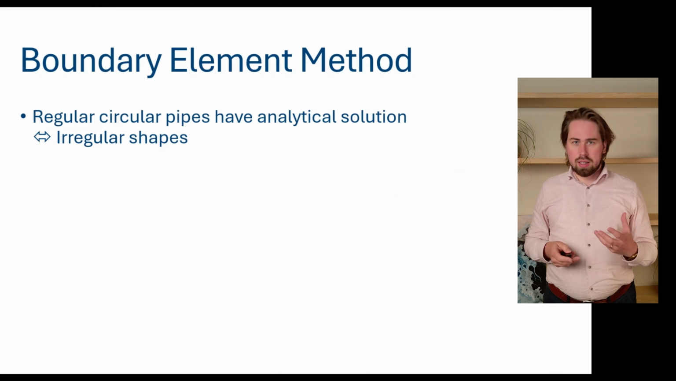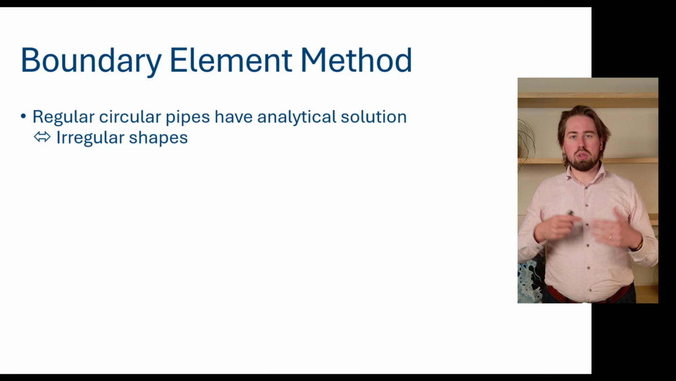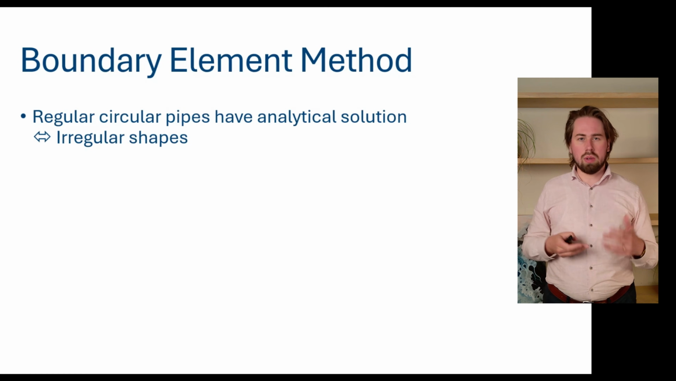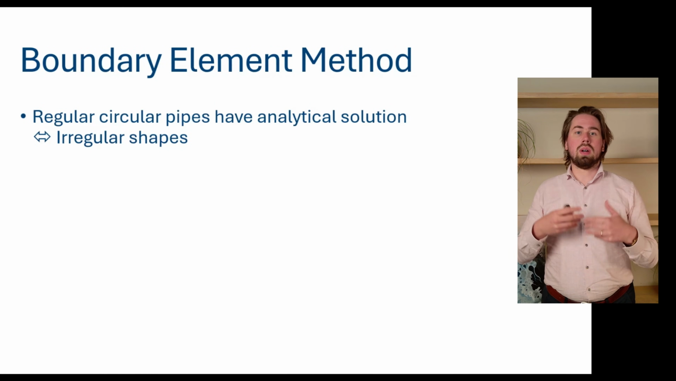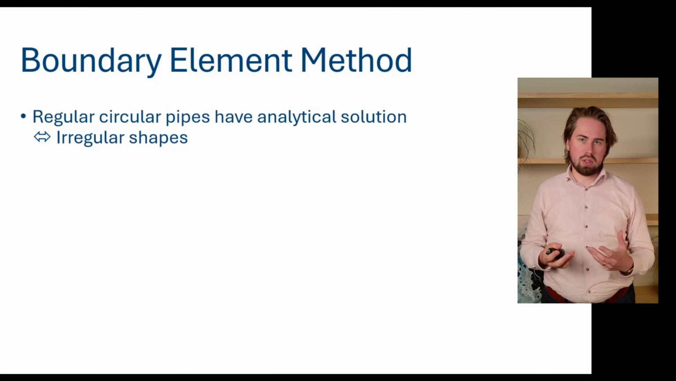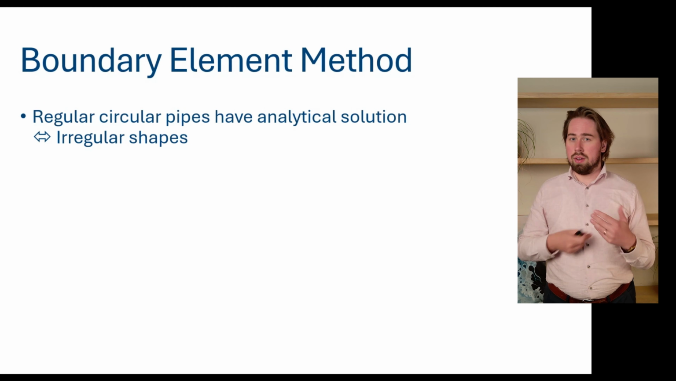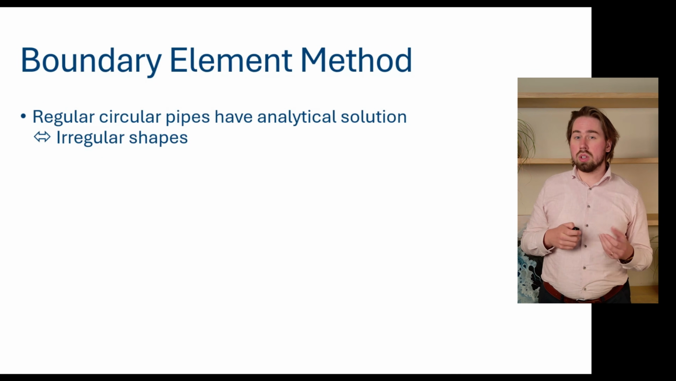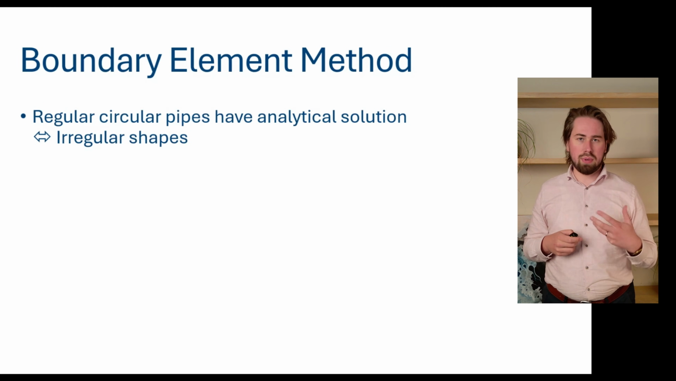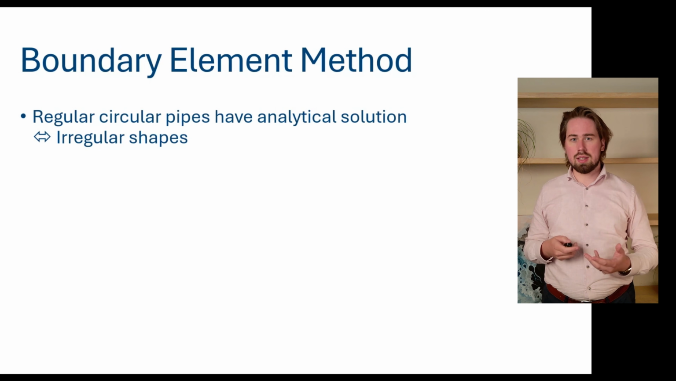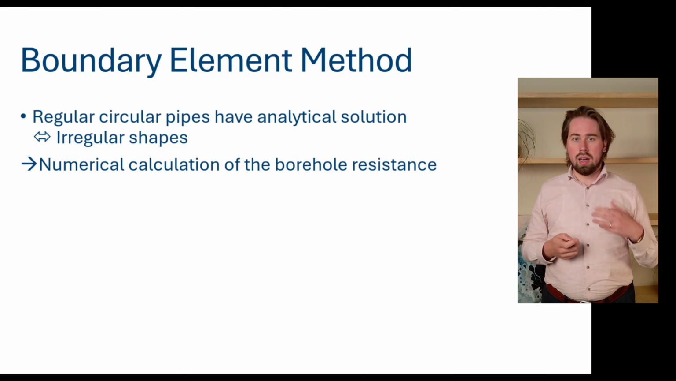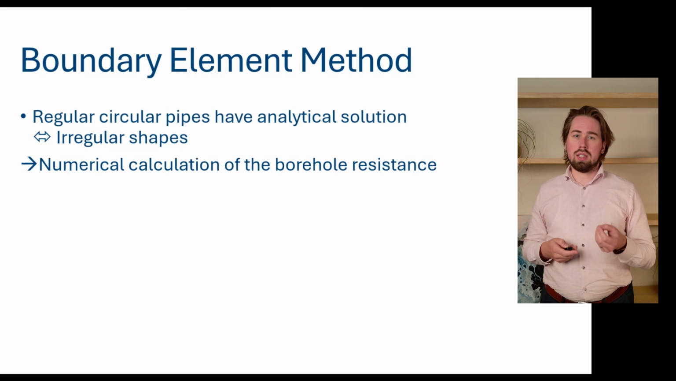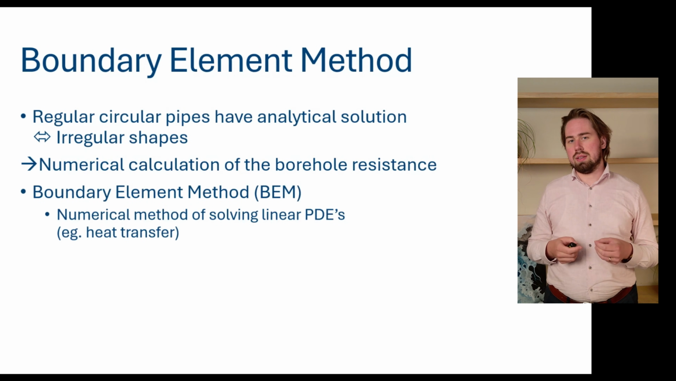And typically, in geothermal design, you have circular probes. A single, double, coaxial, whatever, all are circular. And the advantage is that when you have a circular shape, we know analytical solutions for the heat transfer. But for elliptical and other irregular shapes, we do not know that. So in order to find the effective borehole thermal resistance, we need to rely on numerical methods instead. And one of these numerical methods is actually the boundary element method.